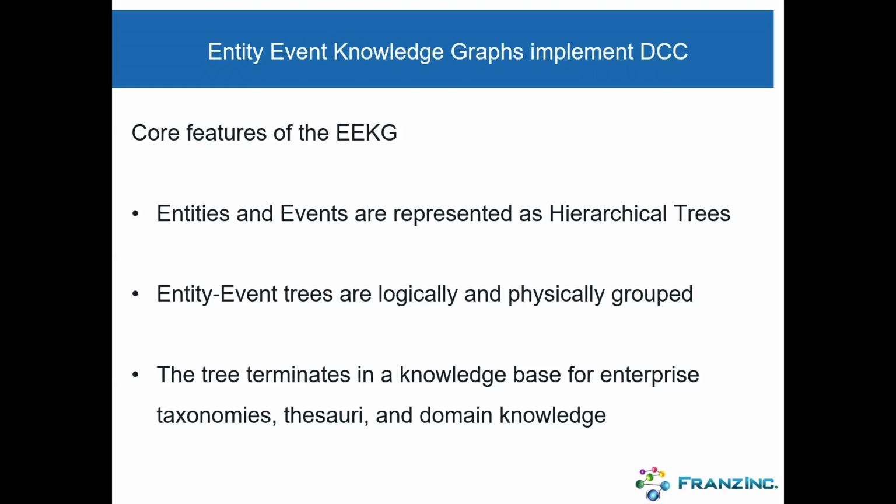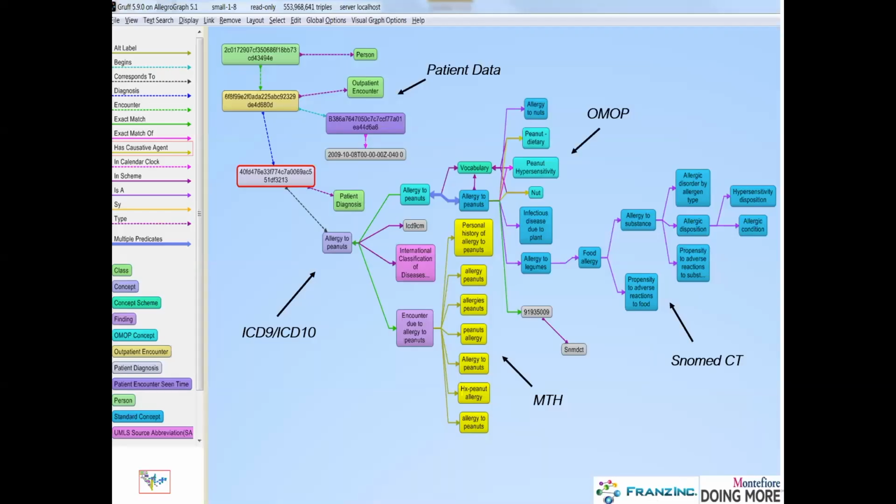And that knowledge base can be an enterprise taxonomy, ontology, thesauri that describe the important concepts in the tree, and all kinds of other domain knowledge. So for example, in a hospital, that knowledge graph would also have all the metadata about doctors and departments and policies. Okay, so here are some examples of how we represent this.